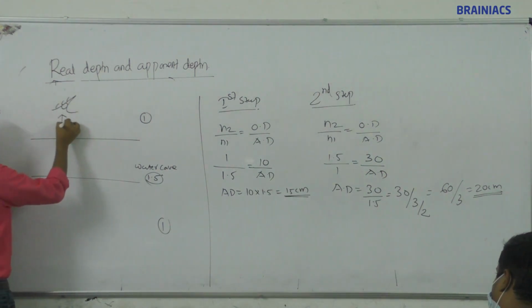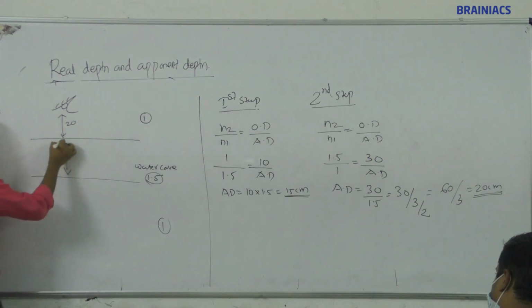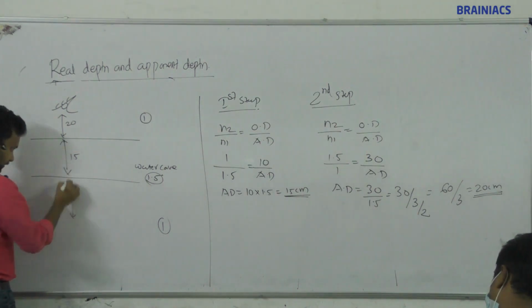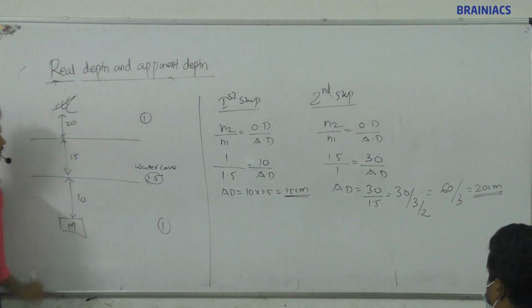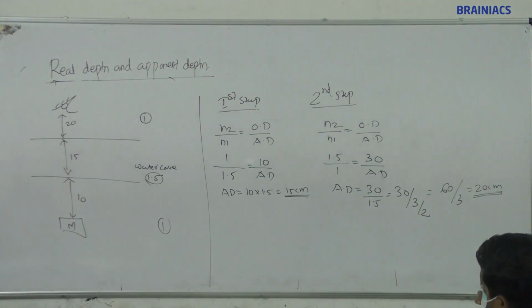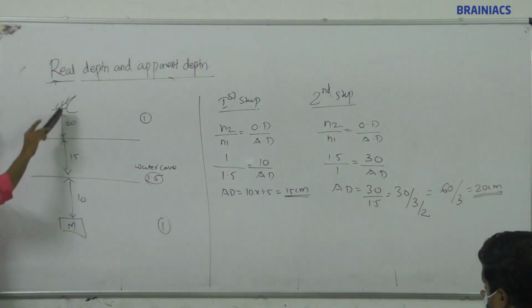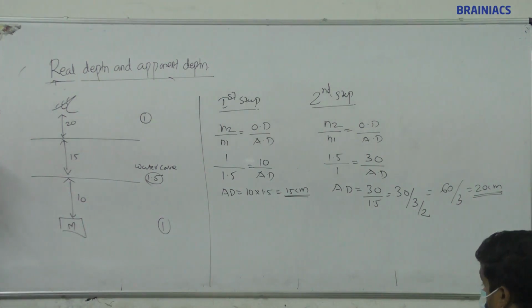This is how much? 20. This is how much? 15. And the man is how much? 10. Okay, this question does not have only one section, it has two sections. Why? Because you are looking from not only here, you are also looking from after that. So it has two sections.